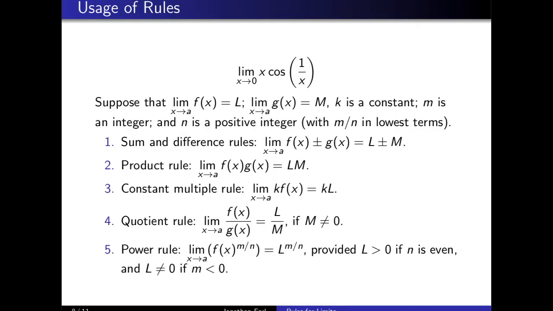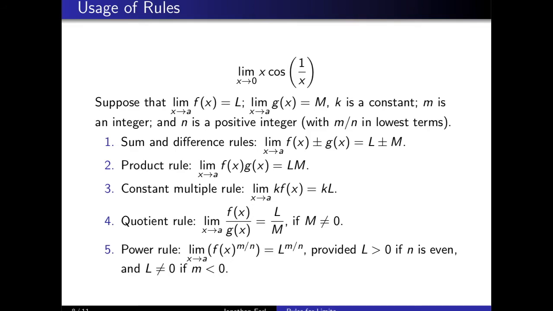Okay, so then the next example that we want to do is we want to look at the limit as x goes to 0 of x times cosine of 1 over x. Now before, we'd looked at the limit as x went to 0 of cosine of 1 over x. And what we said is that the limit as x goes to 0 of cosine of 1 over x did not exist because that function wasn't going to settle in on any particular value. And what we'd like to do now is look at x times cosine of 1 over x.